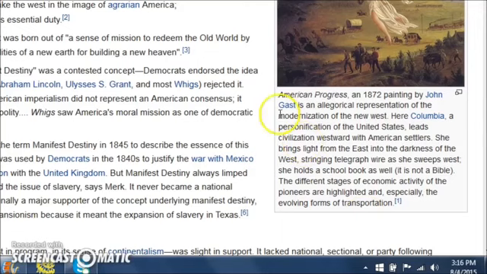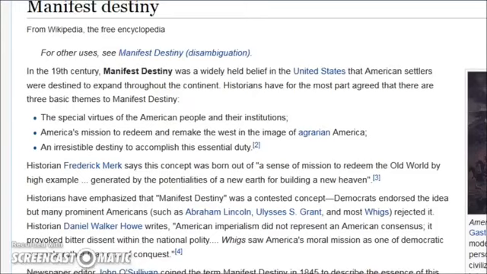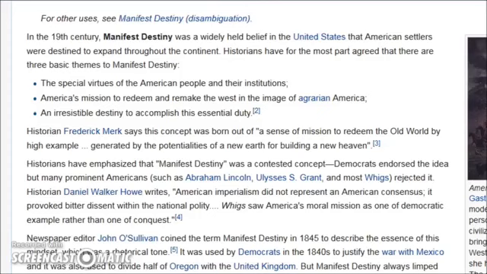And then finally, Manifest Destiny, Wikipedia, 19th century. This painting came out, as I said, one year after the Organic Act of 1871 by the Treasonous Congress that created the Corporation of the United States, of which President Obama is head of the corporation, that takes all our tax money and runs the show. Was a widely held belief in the United States that American settlers were destined to expand throughout the continent. Widely held belief. Not by the African American slaves, I'm sure it wasn't.